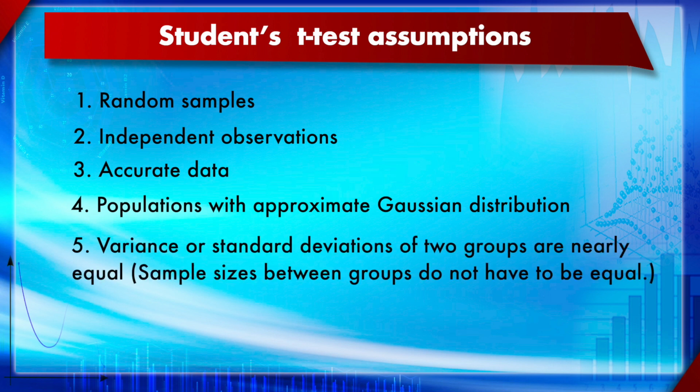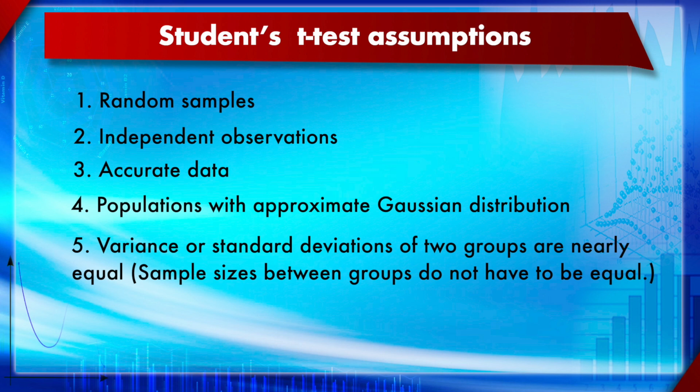Fifth assumption for the T-test is that the variance or the standard deviation of the two groups are nearly equal. There is no significant difference in the variation of the two groups that we are considering. And this one is known as the principle of homoscedasticity. So equality of variance is a must for doing the T-test, but we will soon come to it later.